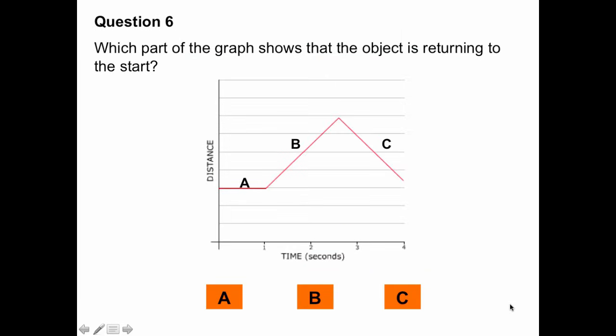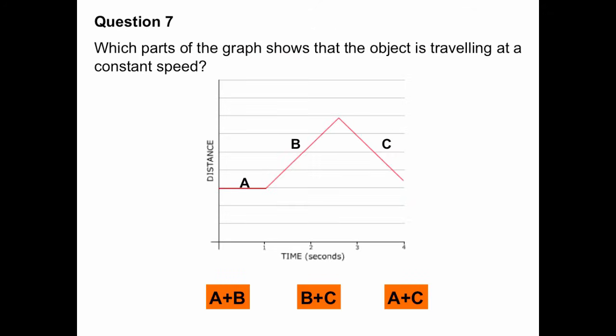All right, number 6. Which part of the graph shows the object that is returning to start? Again, look in your notes. Do you think it's A, B, or C? Question 7. Which part of the graph shows that the object is traveling at a constant speed? A, B, C, or A and B, B and C, or A and C? Now, this one is a tricky one.